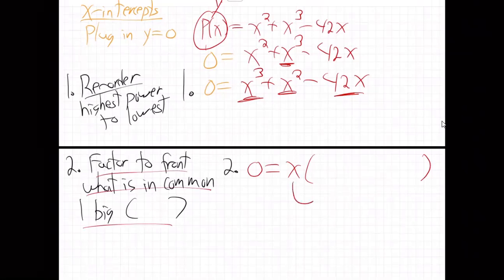What do you mean, what do you need? Well, x times what? And we're going to have 3 things here, right? With a plus sign between and a minus sign between. x times what will go back to x cubed?